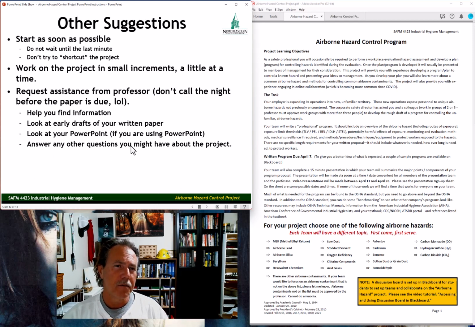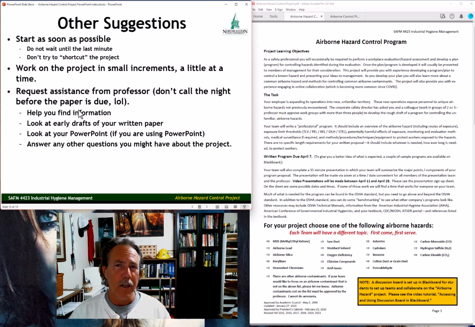Some other suggestions. Start as soon as possible. Don't wait till the last minute. Don't try to shortcut the project. You're going to have to put some time into this. You're going to have to put some effort into this to develop a quality project. Work on the project in small increments, a little bit at a time. Request assistance from me, but don't call me the night before the paper is due. I probably turn my phone off on that night, the night before the paper is due. But I'm here to help you. If you get started early and you run into a roadblock, you can't find some information, I might be able to help you find that information.